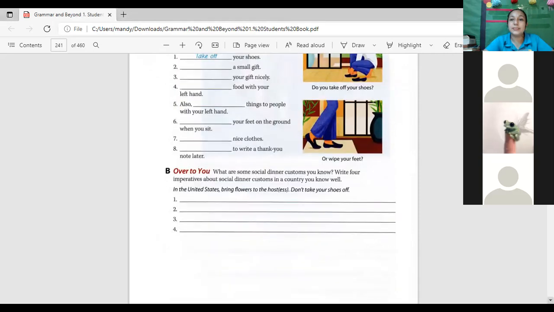Okay, what are some social dinner customs you know? Write four imperatives about social dinner customs in a country you know well. Okay, so we have the first one. In the United States, bring flowers to the host or hostess. Don't take your shoes off. Okay, this one is one. Okay, what else? Do you know some social dinner custom in a different country?